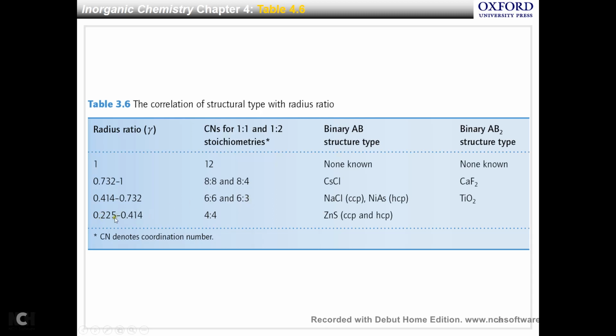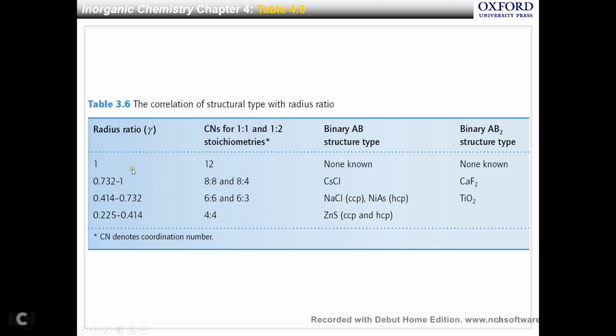What if the ratio is between 0.2 and 0.4? Then the coordination numbers are just 4 and 4 for the cation and for the anion as well. For example, in zinc sulfide. In this case, you have zinc 2+, which is really, really small. You have sulfide 2-, which is really big. And again, in this case, you have a coordination number of 4 for the zinc 2+, and the same coordination number 4 for sulfide.